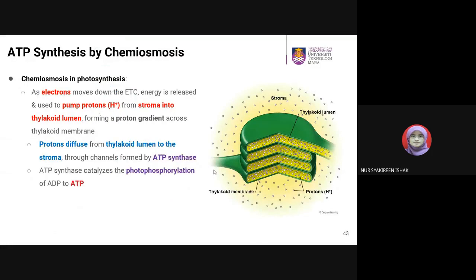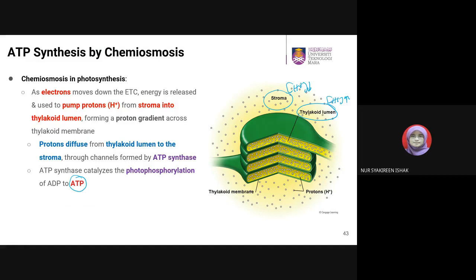So, process chemiosmosis. Okay, so chemiosmosis, tahu dia adalah proses untuk synthesize ATP. Okay, so chemiosmosis in photosynthesis involves 2 regions, which is the thylakoid lumen and also stroma. So as I said, thylakoid lumen will have high concentration of hydrogen ion. Stroma will have low concentration of hydrogen ion. So you have to remember.